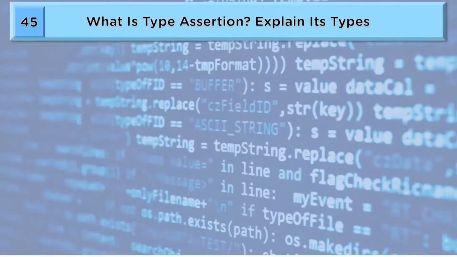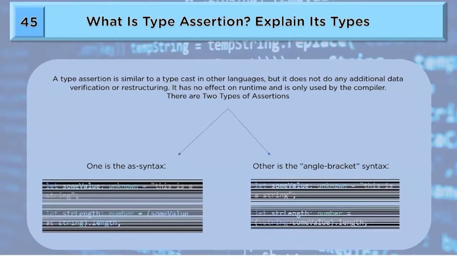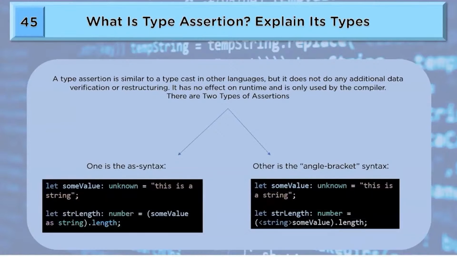What is type assertion? Explain its types. A type assertion is similar to a typecast in other languages, but it does not do any additional data verification or restructuring. It has no effect on runtime and is only used by the compiler. There are two types of assertions: one is the as syntax, the other is the angle bracket syntax. Below is an example of the as syntax and the angle bracket syntax.